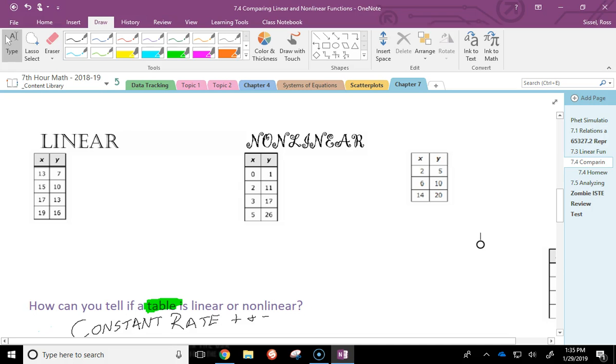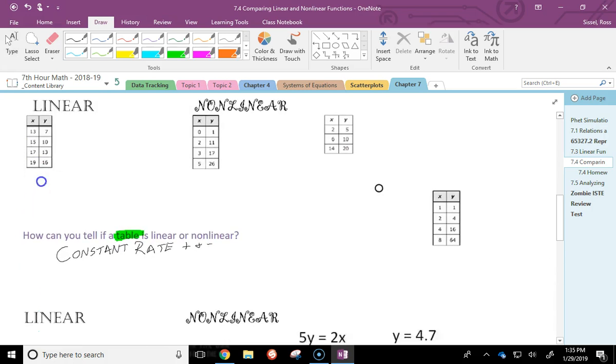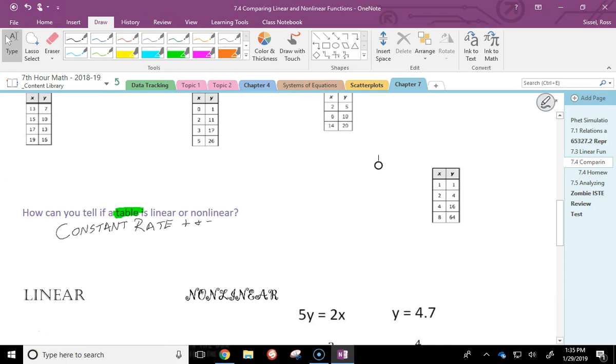Okay, this one is going to be different. This one, if I look, 2 to 6 is a difference of 4, 6 to 14 is 8. I don't have that constant rate on my x. So I have to look for a different method. The other method I could do is if I have the same slope.